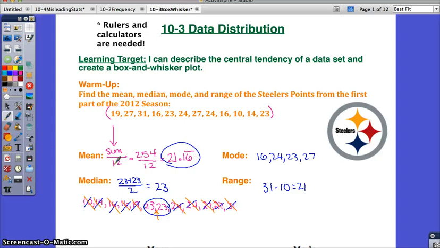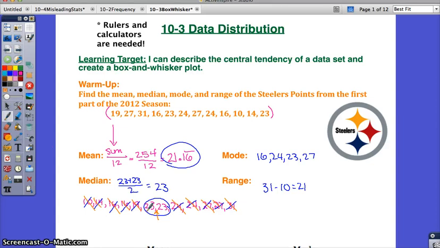Do not round unless they tell you to. To find the median, you need to first list the data values in order from least to greatest. So I did that down here. Then cross out one from each side until you get to the middle. Median's the middle. If there's only one term in the middle, that is your median, and there's nothing more to be done. If there's two terms in the middle, you find the average of the two. So here I would add 23 and 23 and divide by 2 to get my median. It's just going to be 23 though, because you're dividing by 2 and they're the same number.